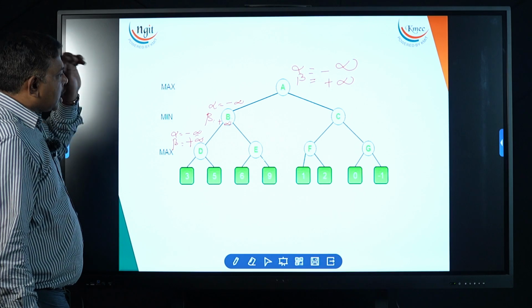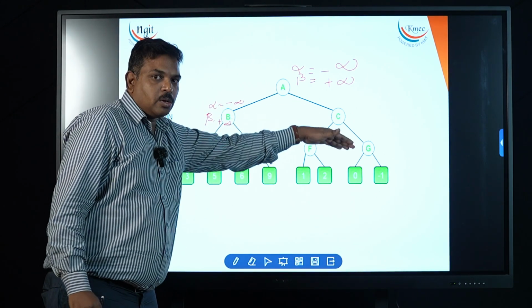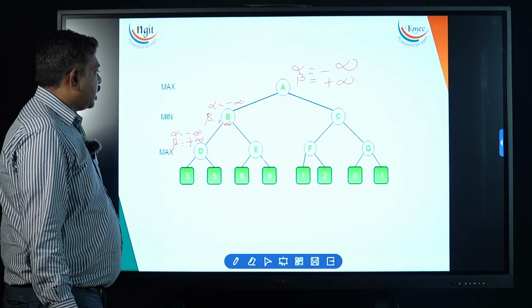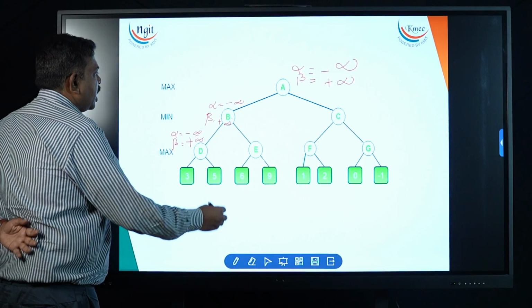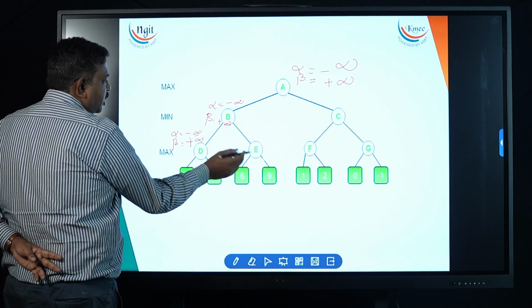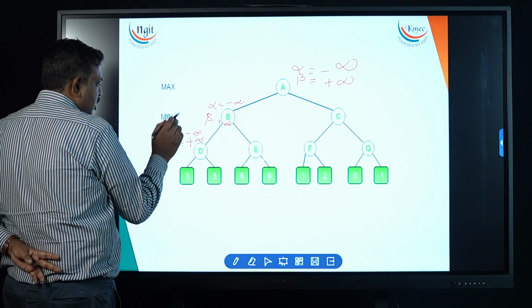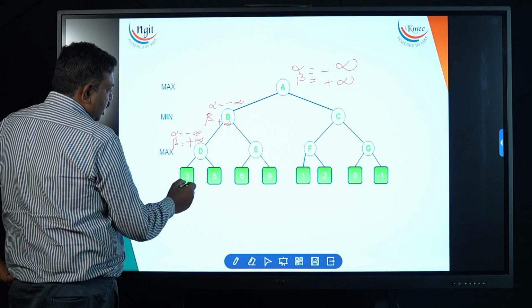Now when we start the game, A either goes in the left direction to B or goes in the right direction to C. Suppose we assume that A starts with B. So A comes to B. Again from B, either I go to D or E. So let us assume I also come to D. Now D's children are 3 and 5.